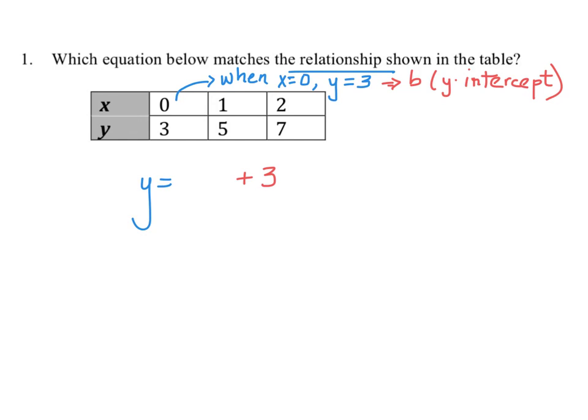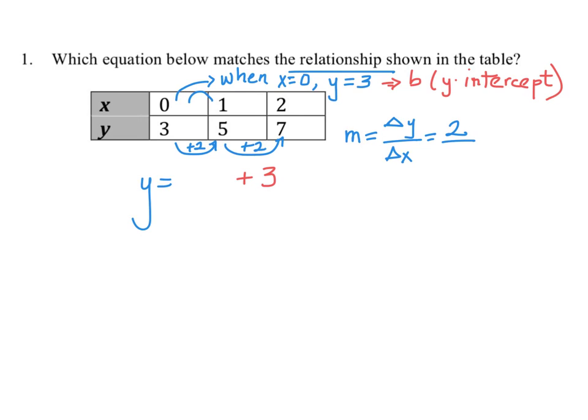To find m, the slope, we must find the change in y over the change in x. M is equal to change in y over change in x. In this case, y is changing from 3 to 5 and then from 5 to 7. This means that when we look at the change in y, we are adding 2 each time. So your change in y is a positive 2.